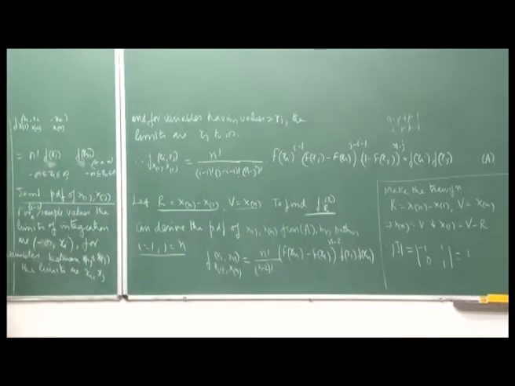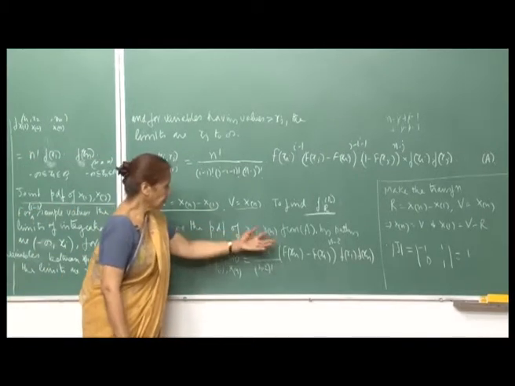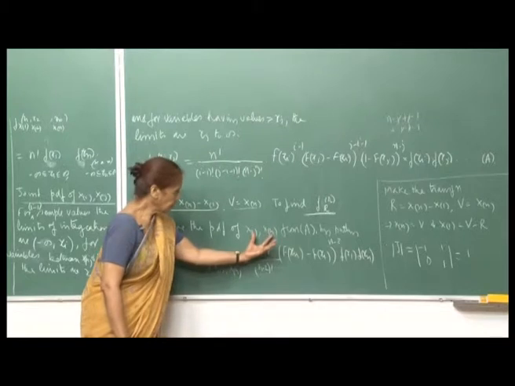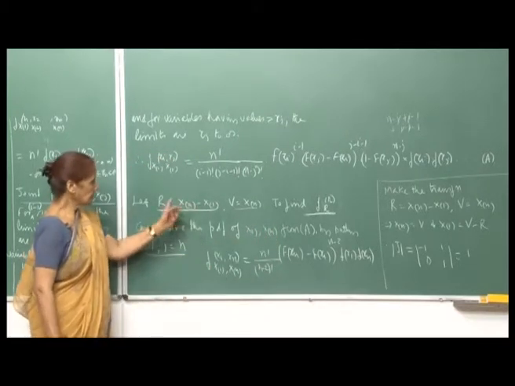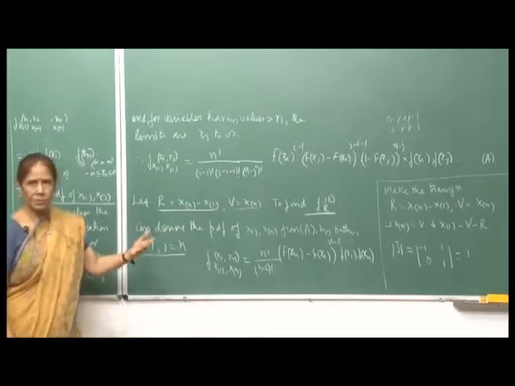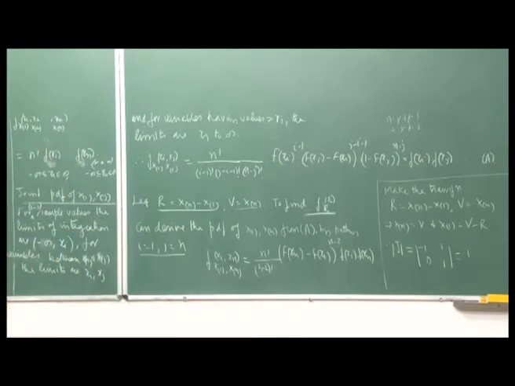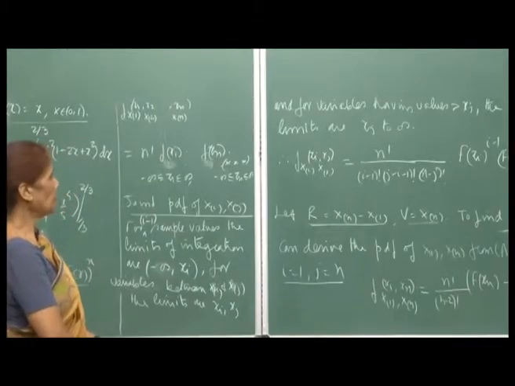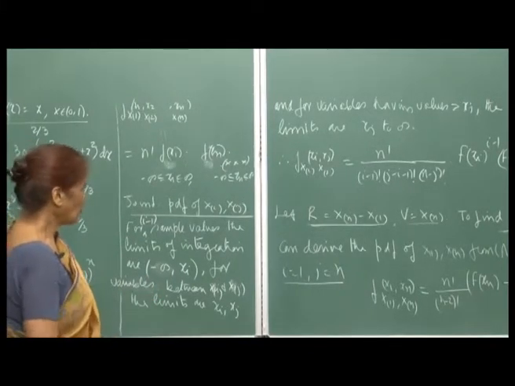So, we can derive the PDF of x 1, x n. Now, first I need to know the joint PDF of x 1 and x n. Once I obtain that, then R and V are functions of x 1 and x n. So, I will use my transformation formula and get the joint PDF of R and V, and from the joint PDF of R and V, I will then finally get the PDF of R. This is the whole idea.